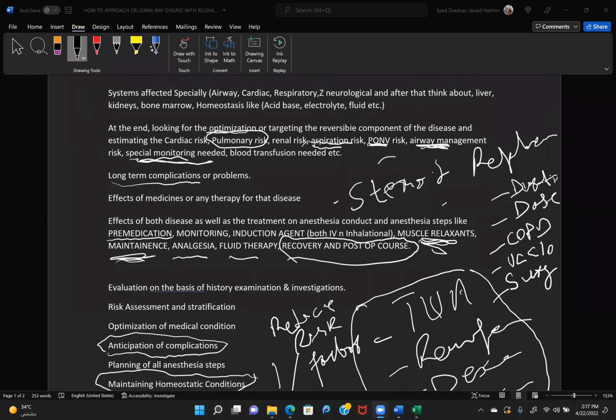Bupivacaine safe dose by any route is 2 milligram per kg. People claim 2 to 3 milligram because in Morgan it is written that way, so it is the last word for all of our poor residents, unfortunately. But if you read any reliable source, you will find 2 milligram per kg, not exceeding that. For ropivacaine, it is 2.5 milligram per kg.